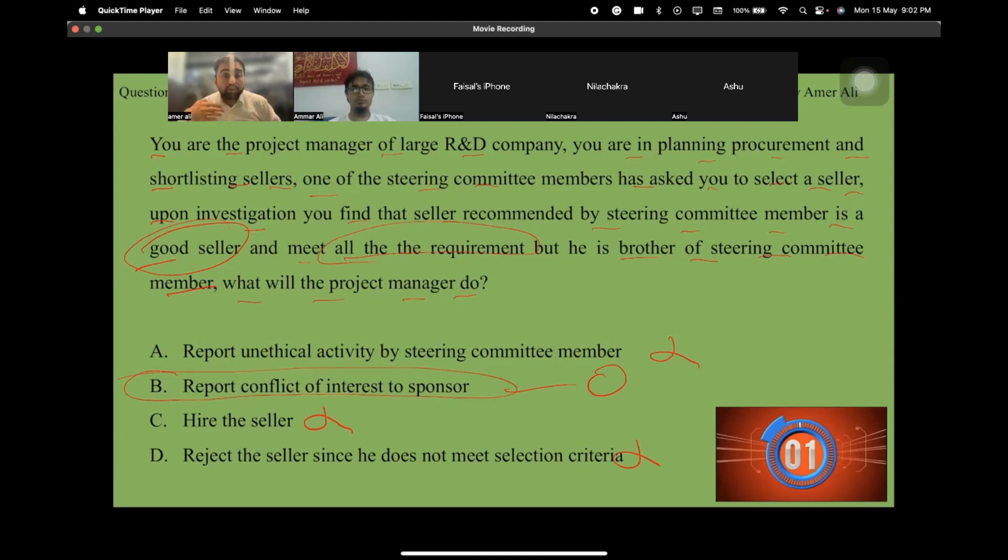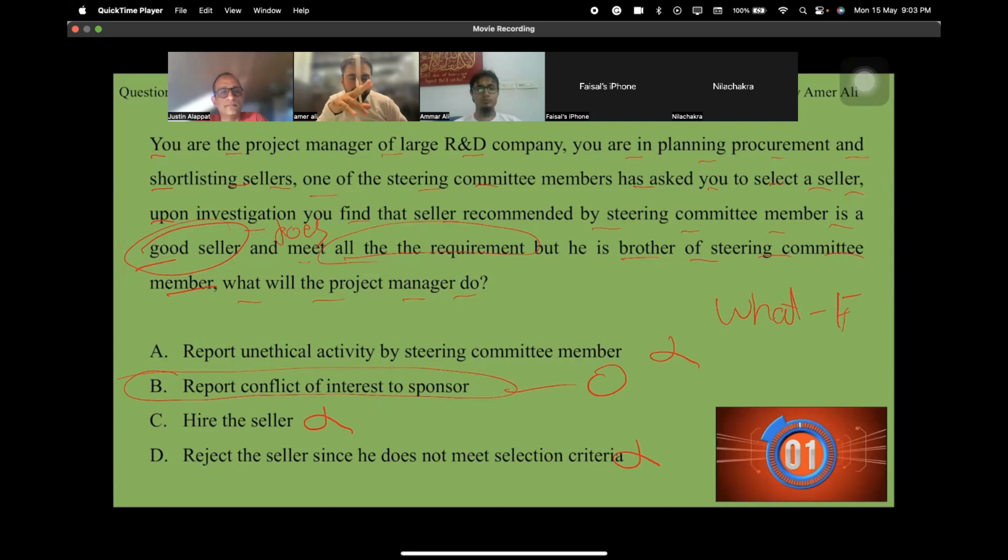Now let me put a what-if on this question. Does not meet the requirement. Just give me 1 second. It does not meet the requirement. Then what will be the answer? If it does not meet the requirement and he is still asking, that will be unethical activity. Since he meets the requirement, he's just trying to get a hands off there. So that is conflict of interest, that he is in the steering committee and he's trying to use his force. Okay.